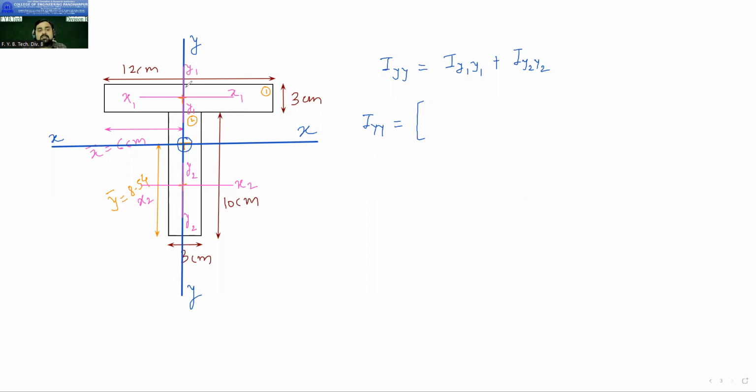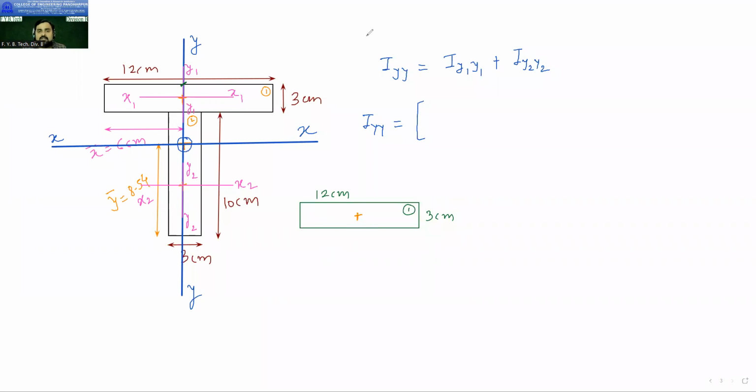This y1, the self moment of inertia of this first figure. So this y-axis is cutting the dimension 12. See, it is cutting 12. If I draw it separately, see, this is 12 centimeter. This dimension is 3 centimeter. This is my diagram 1. Its CG, the centroid, will be here. This is the CG.